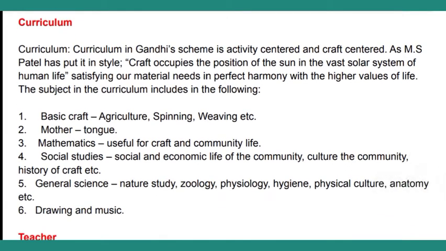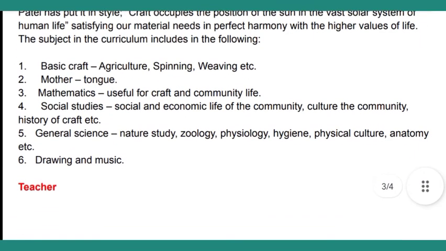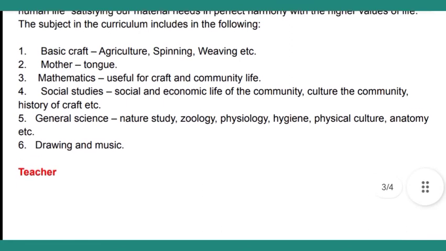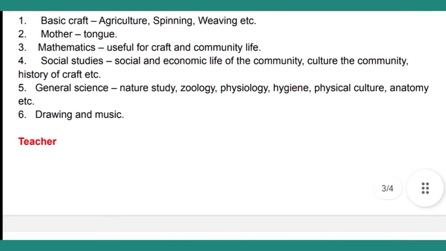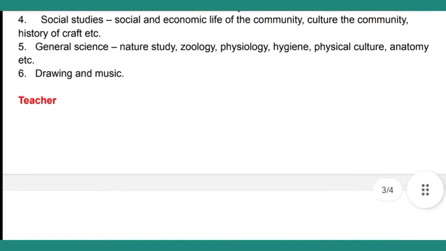Curriculum. Here you can see all the subjects that he wanted to add into his curriculum. First is basic crafts, such as agriculture, spinning, weaving, etc. Mother tongue: he used to say that whatever we teach students, the language should be the mother tongue only, so that language problems would not be a hindrance to their learning. Mathematics, social studies, and general science. For general science: nature studies, zoology, physiology, hygiene, physical culture, anatomy, etc., and drawing and music.